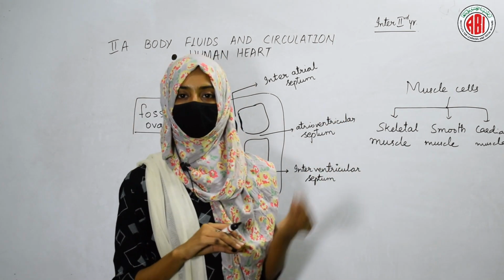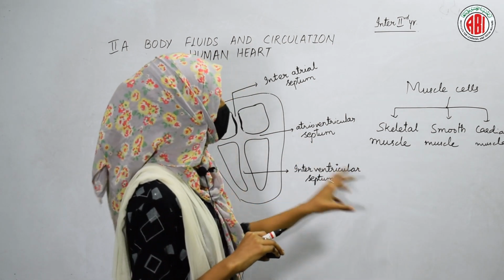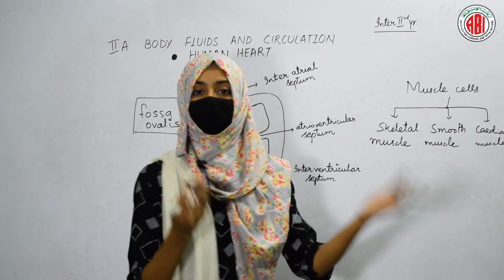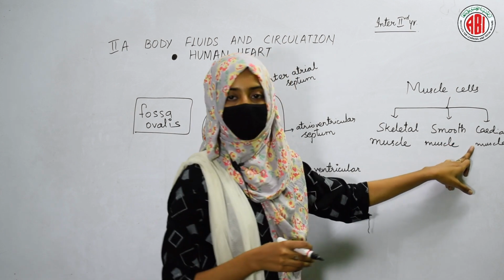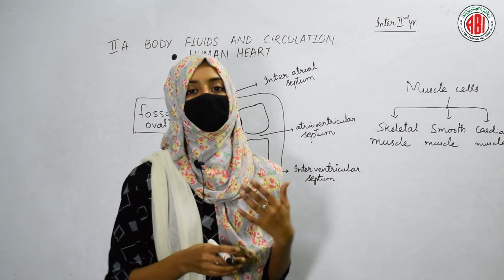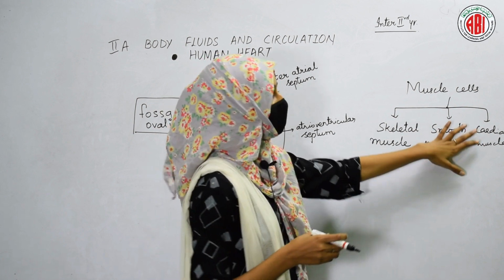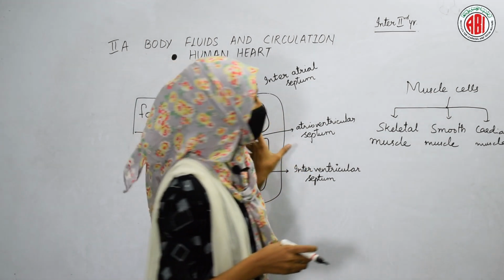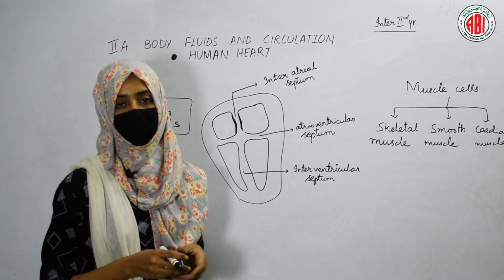But some of the muscle cells present in our body are not under our control. And that type of muscle tissue is called smooth muscle cells. And the muscle cells which are not under our control and that are present in our heart, these type of muscle cells are called cardiac muscle cells or cardiac muscle tissue. So our heart is made up of cardiac muscles, and these cardiac muscles are not under our control. They are involuntary in function.